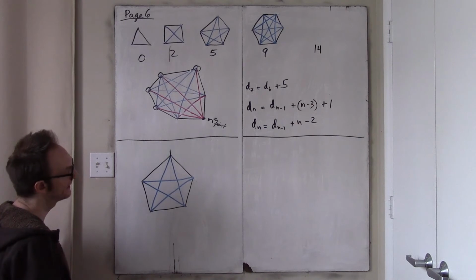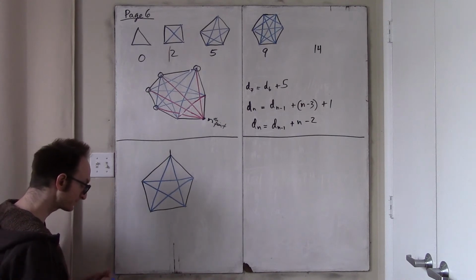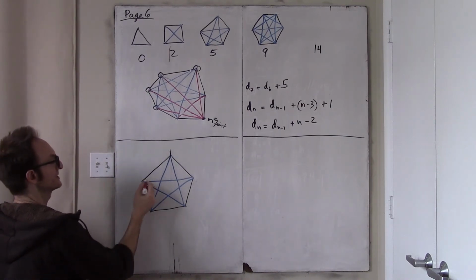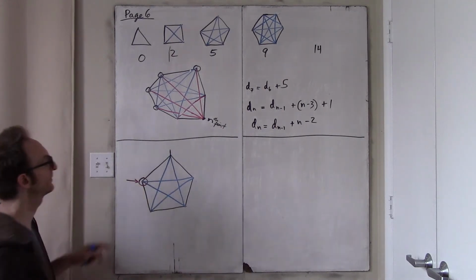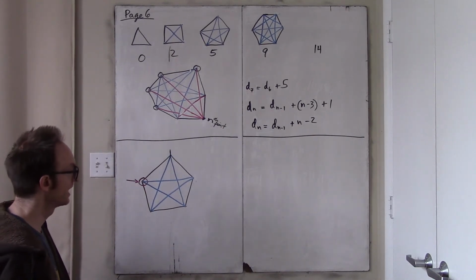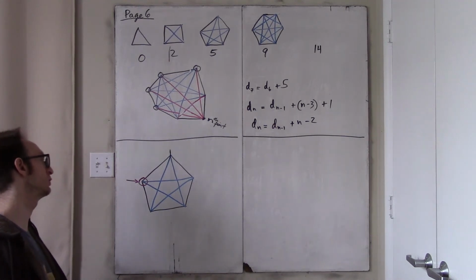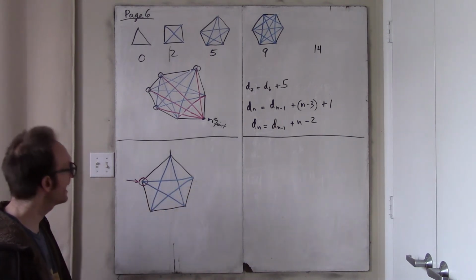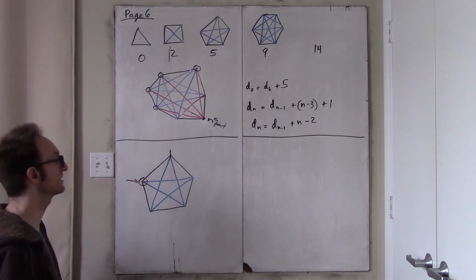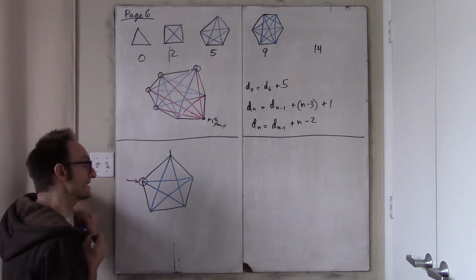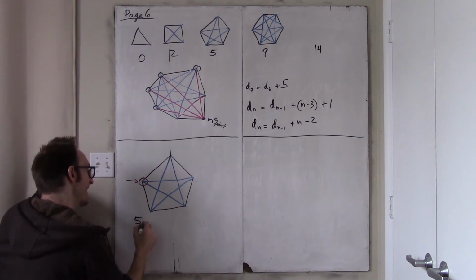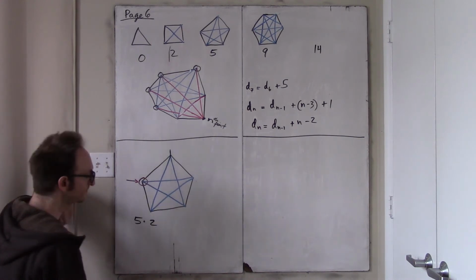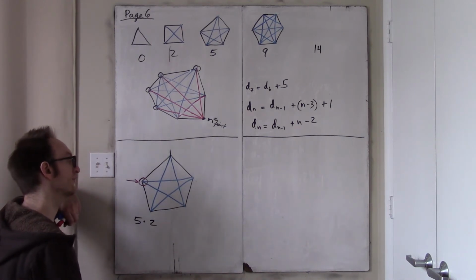Well, let's consider how many diagonals there are at each vertex. And the answer is, at any given vertex, there will be 2 diagonals. Why 2? Because there are only 2 eligible other vertices that I can draw diagonals to. That one and that one. And so you might be thinking, well, this is a pentagon. So there are 5 vertices, and at each vertex there are 2 diagonals. So therefore there are 10 diagonals.